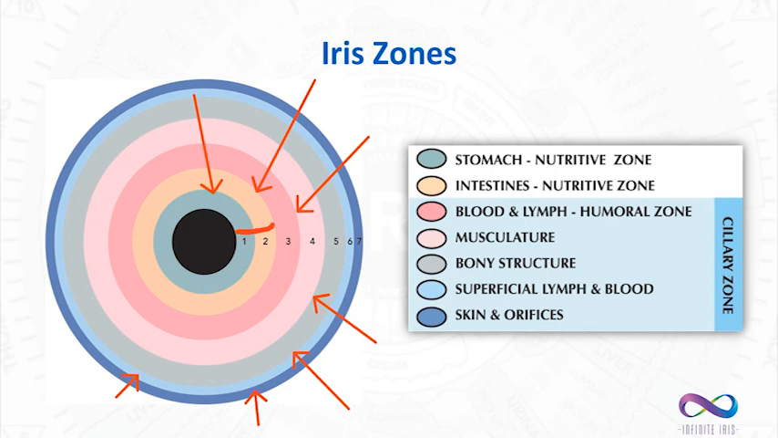And the orifices empty out there through zone number 7: the bladder, the anus, the nose, the mouth, the ears, the vaginal tract in women, the penis area in men. All of those empty out through zone number 7. So we have 7 zones color-coded for your convenience to learn, and these are the zones here.